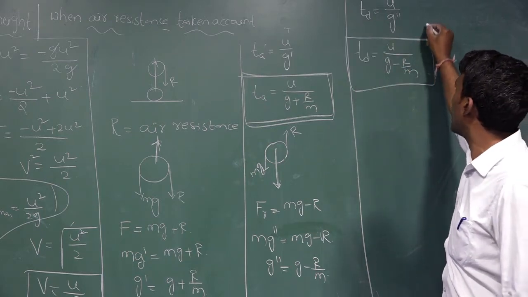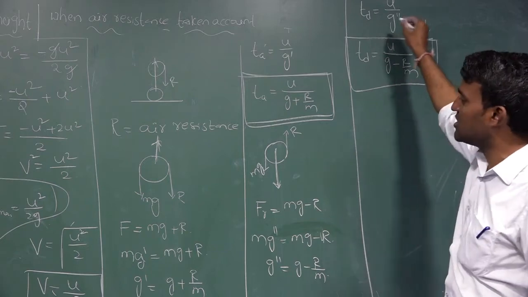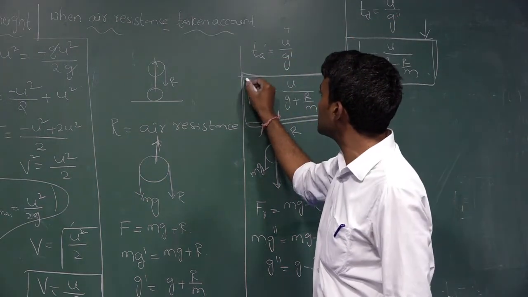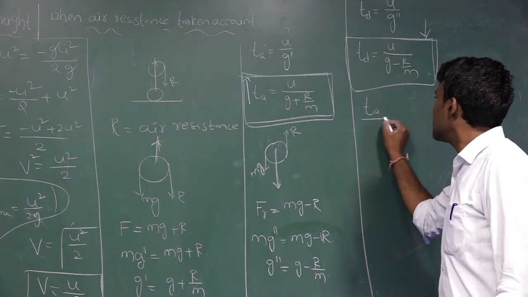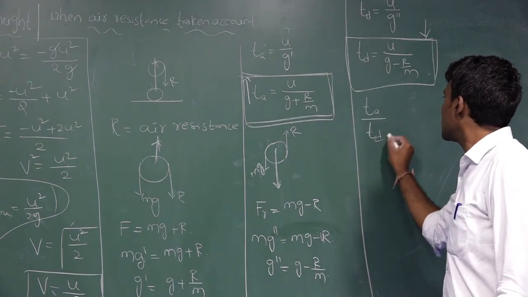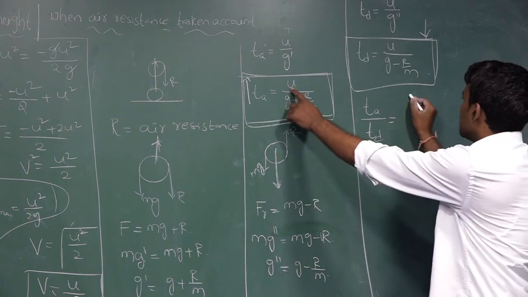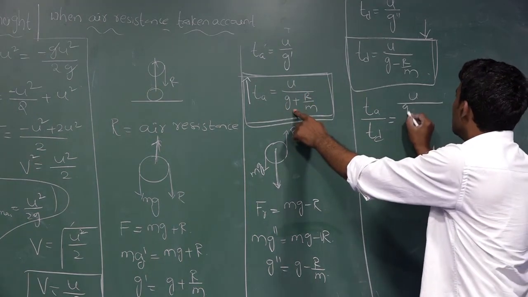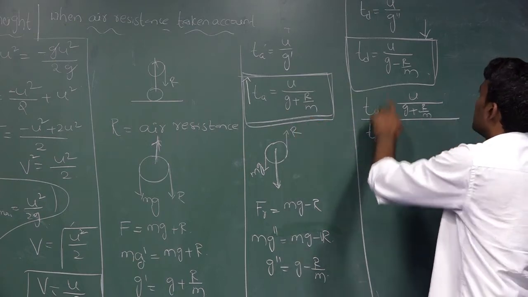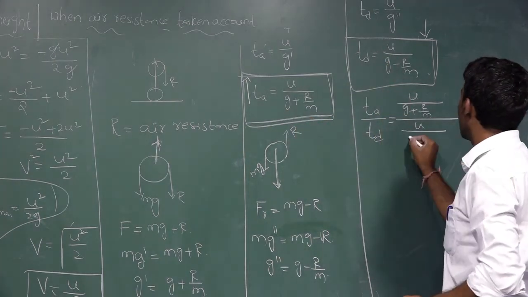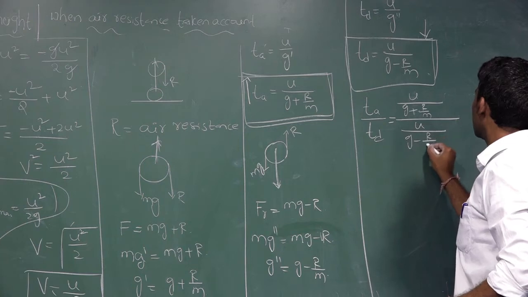Time of descent means the object is moving in the downward direction. Time of ascent means the object is going in the upward direction. The ratio, time of ascent divided by time of descent, is equal to: time of ascent is u divided by (g plus r divided by m), whole divided by time of descent, which is u divided by (g minus r divided by m).